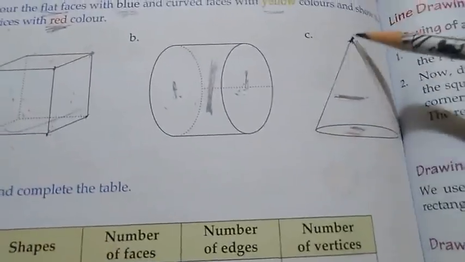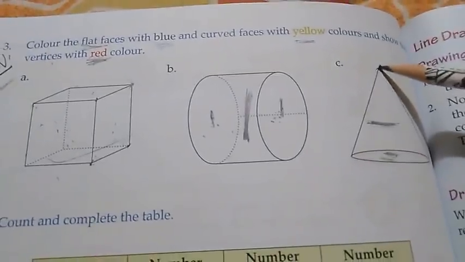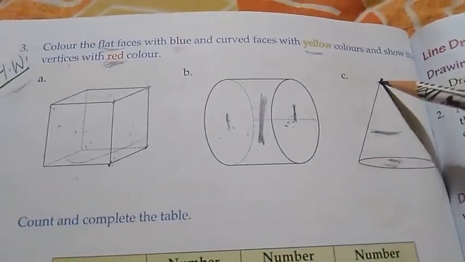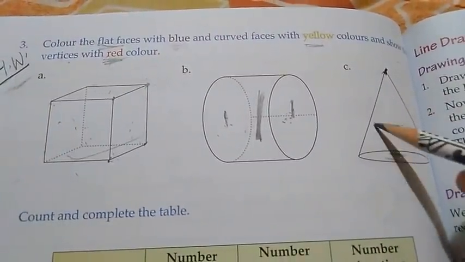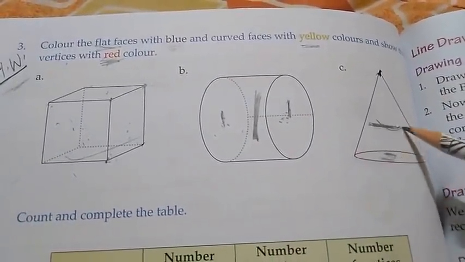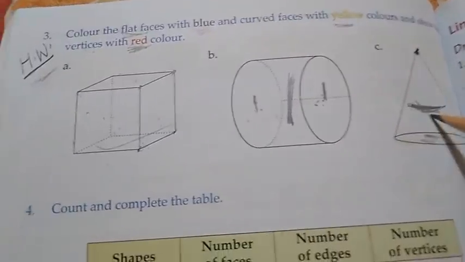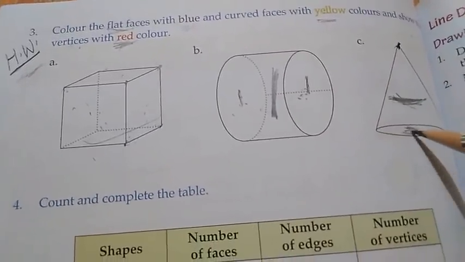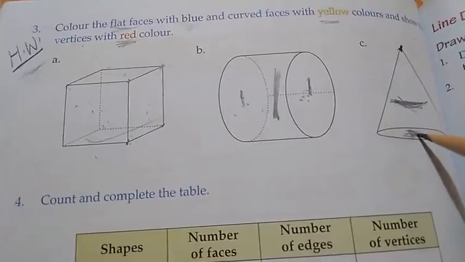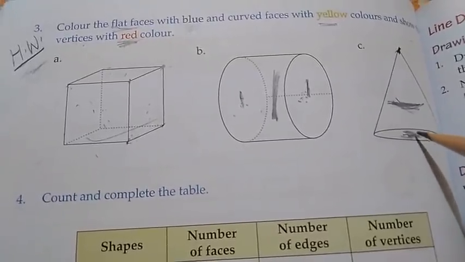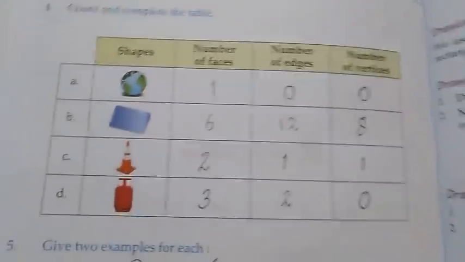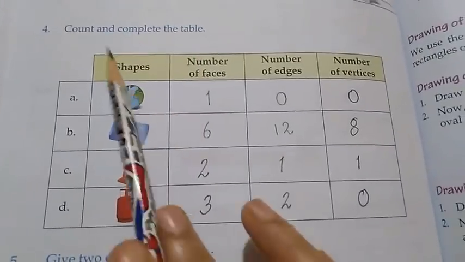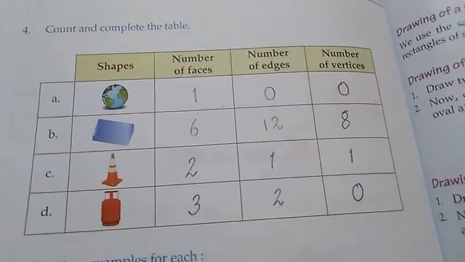Now come to this cone. This cone has one vertex, that means one corner. So this you will highlight with red color. This portion is its curved face. So this you will color with yellow color. And here is the flat face of this cone. So this you will color with blue color. Okay. So children, please color it. Do it yourself.